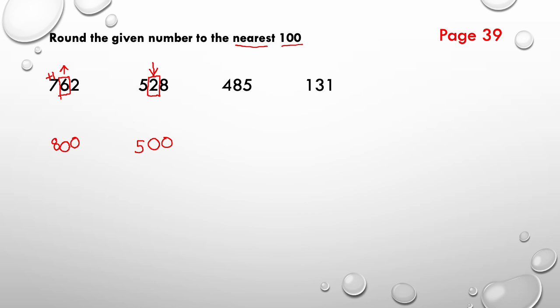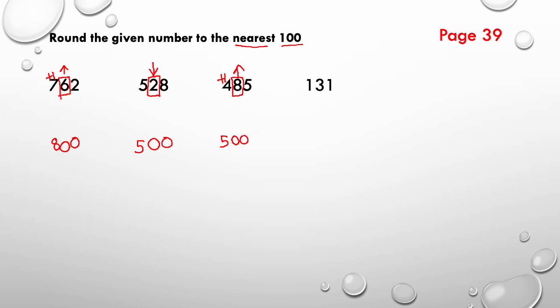Now look at the question 485. We look at the 10th place digit, and you can see 5, 6, 7, 8, 9 round up. So 8 will round up. When it is round up, you need to add plus 1 here. So it will be 5 and the last 2 digits will be 0. Okay, so 485 will round up to 500.